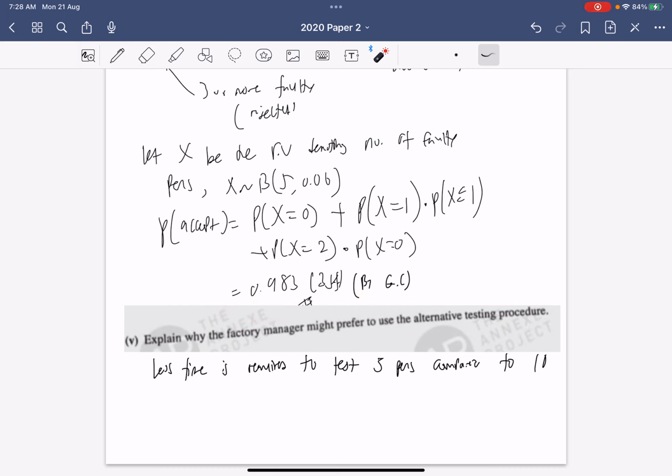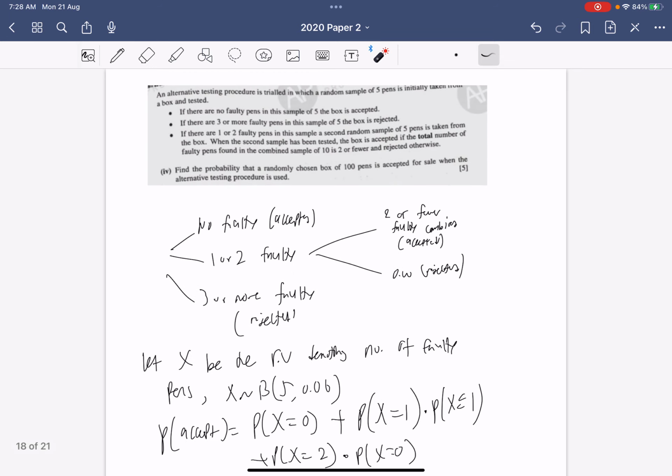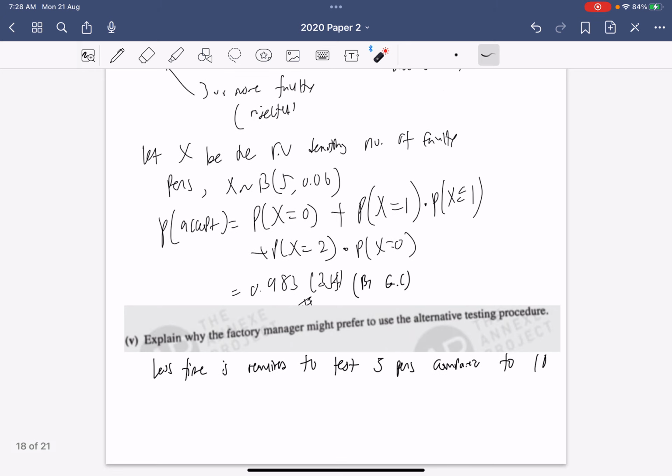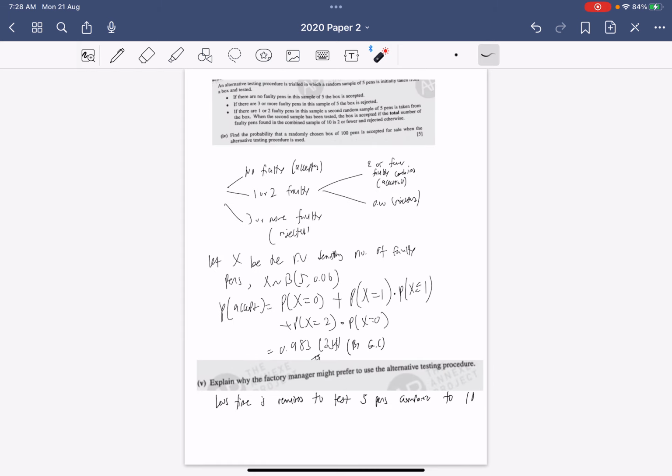And for the last part, they ask you to explain why it is preferred to use this alternate testing procedure. And the reason is now you only need to test a smaller sample size, which is 5. So the total time to test 5 pens compared to 10 is less. So it becomes more efficient, your testing process.